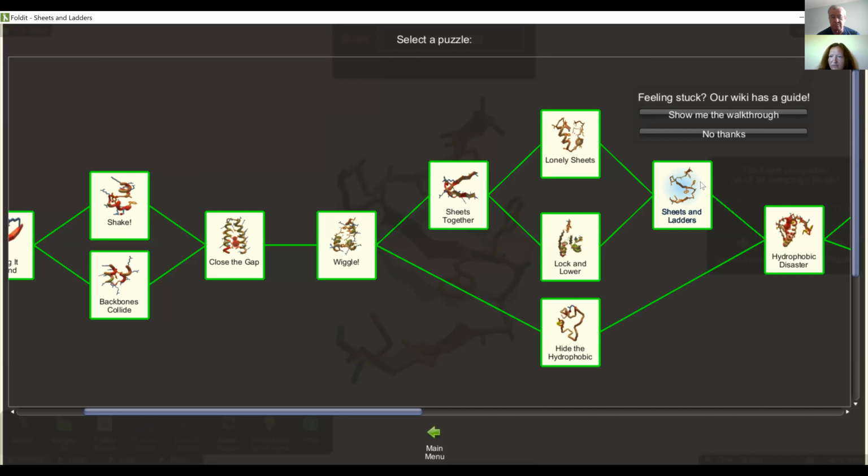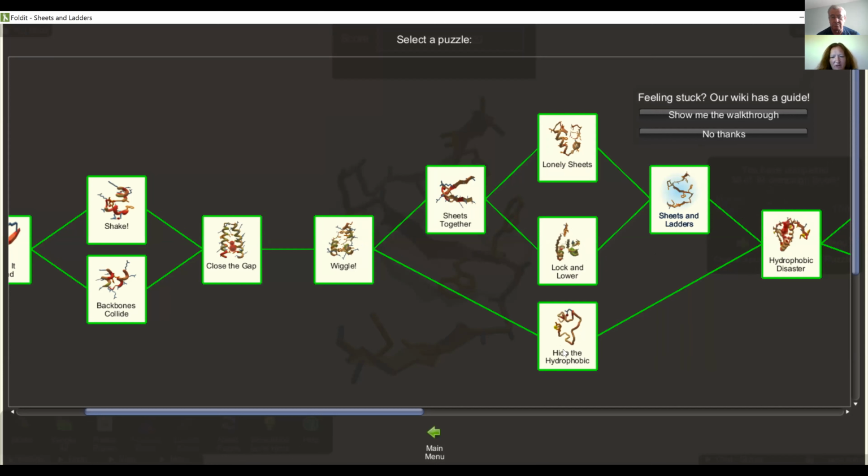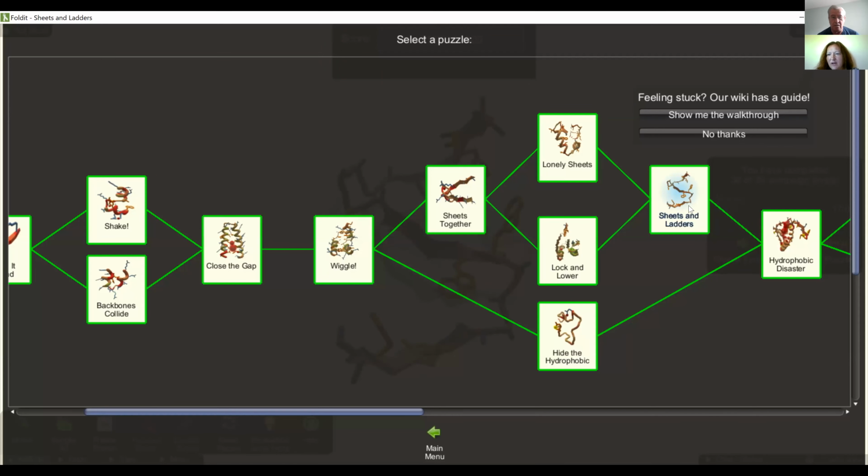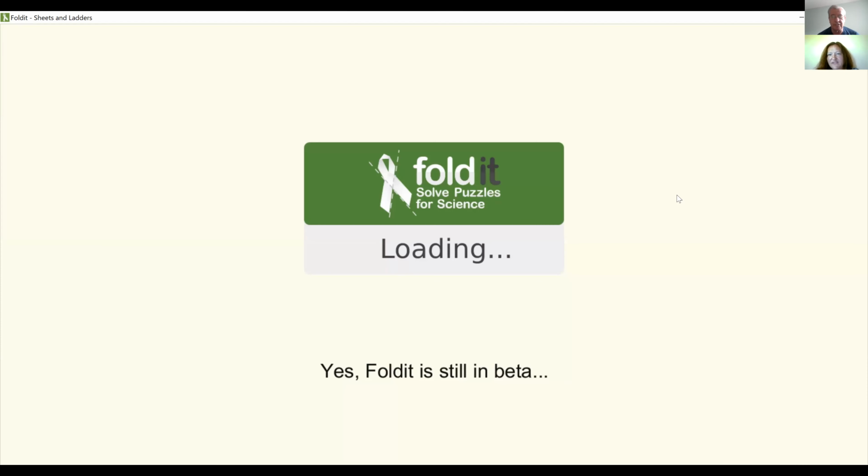Come on. No, I can't start it. Feeling stuck. I don't know what's going on now. They're going to have to redo this. I have no idea. Foldit does this once in a while. Before that, I clicked on it three times. I'm just clicking and it doesn't start. Okay, maybe just restart. Okay, so now it started a wrong one.